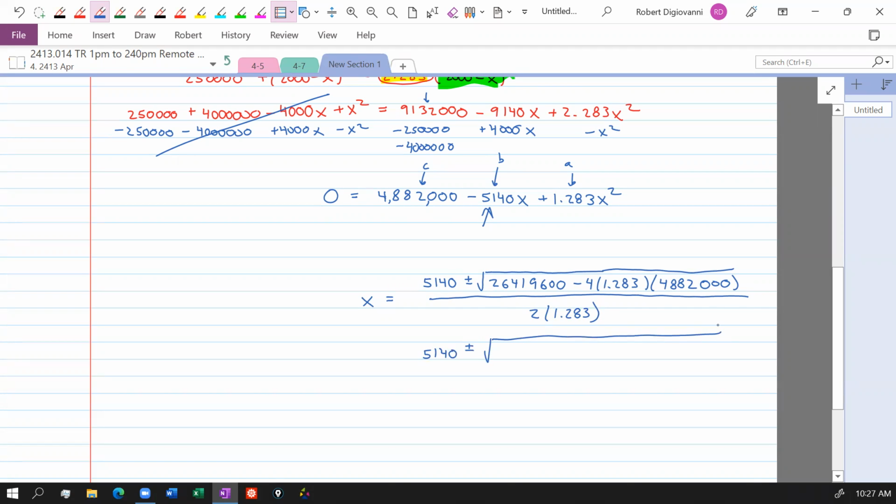Okay, let me try and, I'm going to do all this on my calculator. 26,419,600 minus 4 times 1.283 times 4,882,000. So underneath the root, I get 1,365,176 all over. Let's see, 2 times 1.283 is 2.566. Okay, let me take the square root of that number.